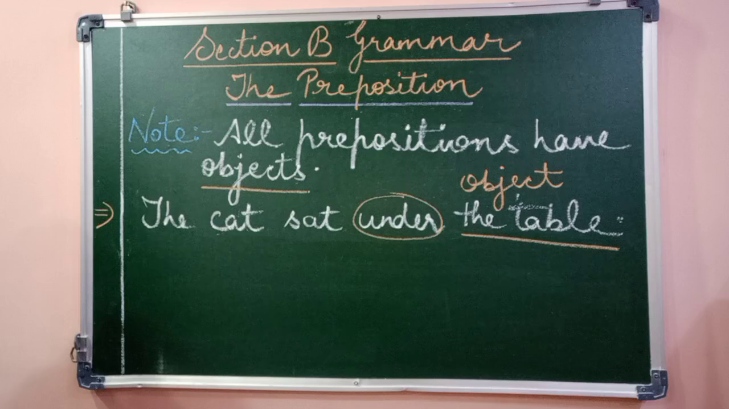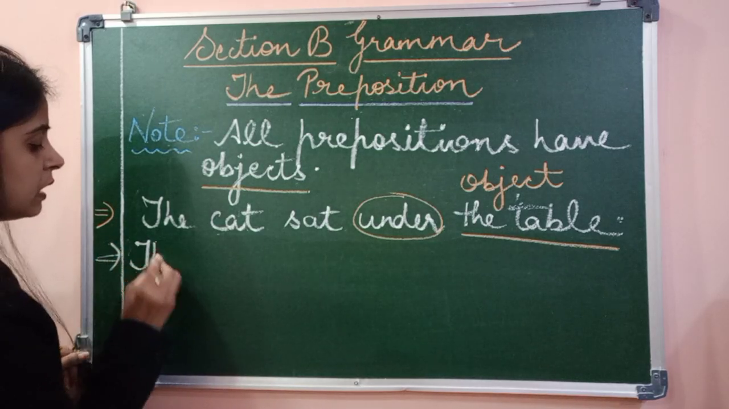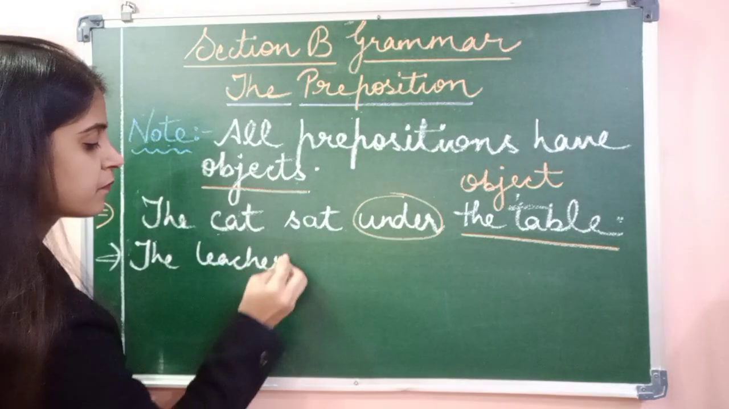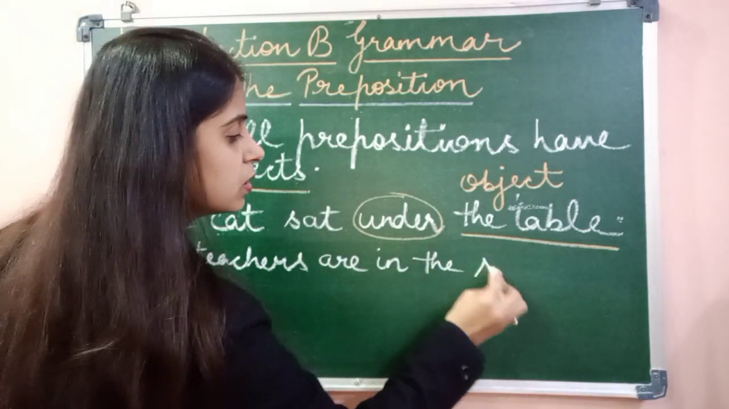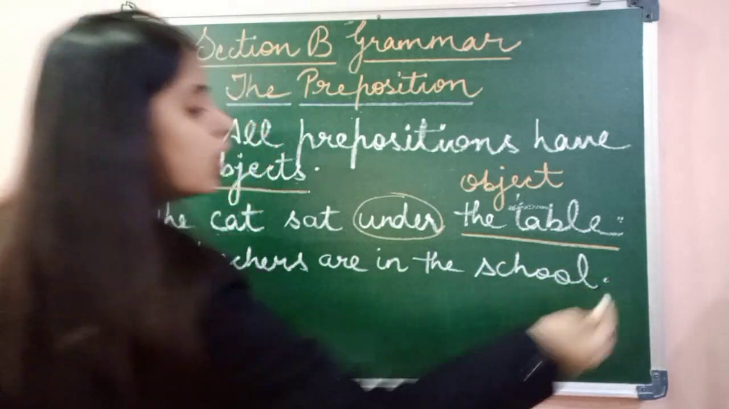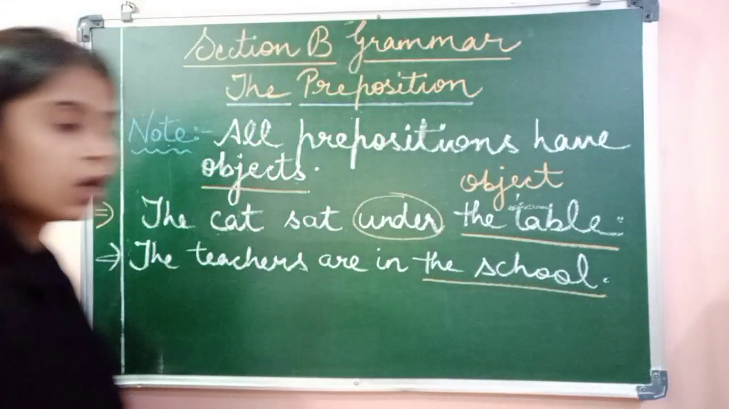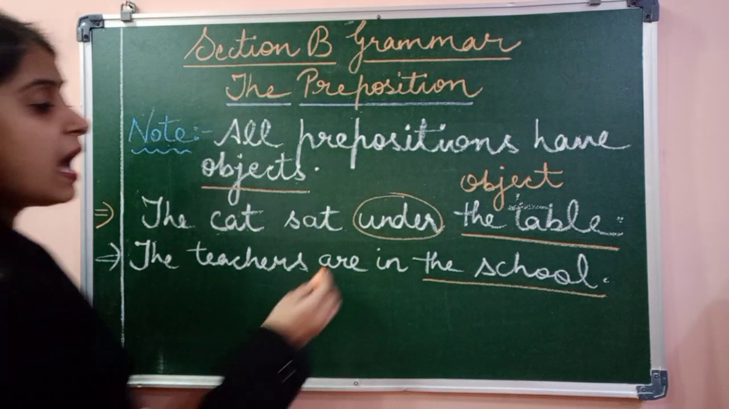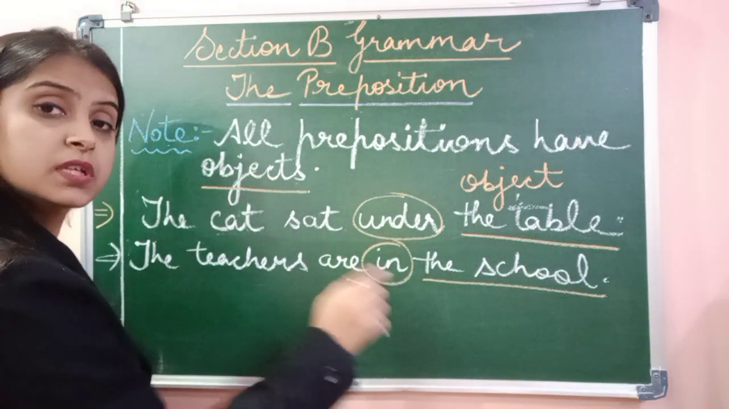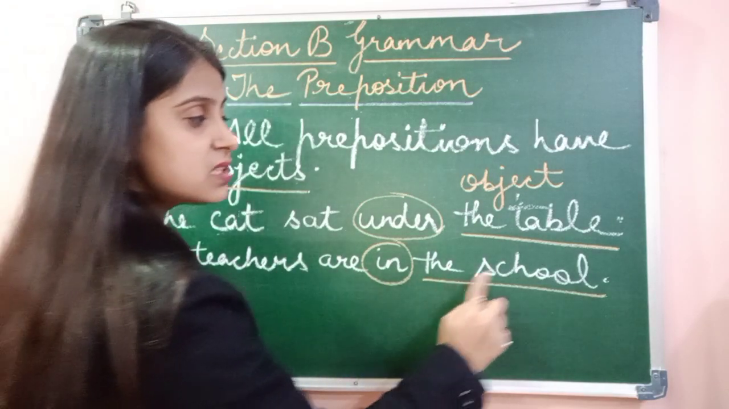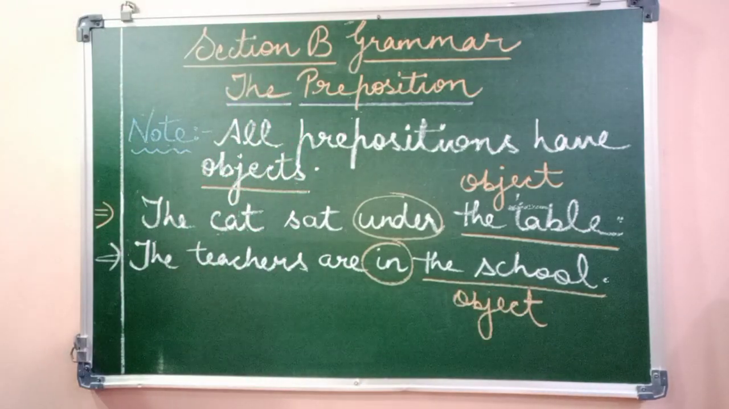Okay. Now I give you another example. For example, the teachers are in the school. Okay. Now here children you see that school is a noun, a common noun, and in is a preposition used before the noun school. So this is the preposition and this school is the object. Okay. So all prepositions have objects.